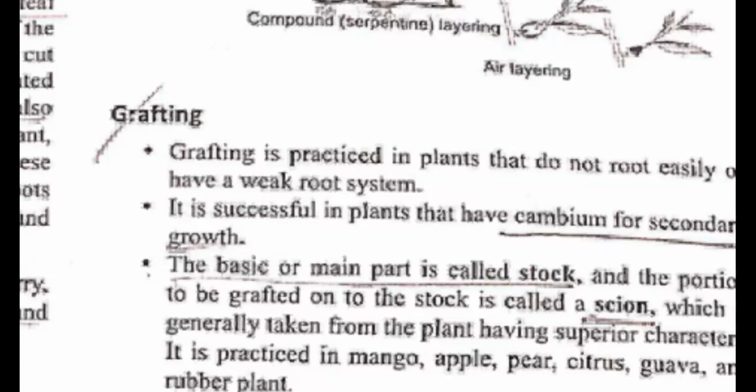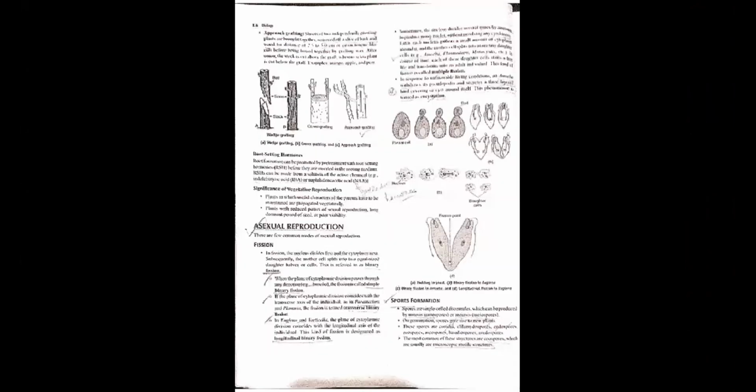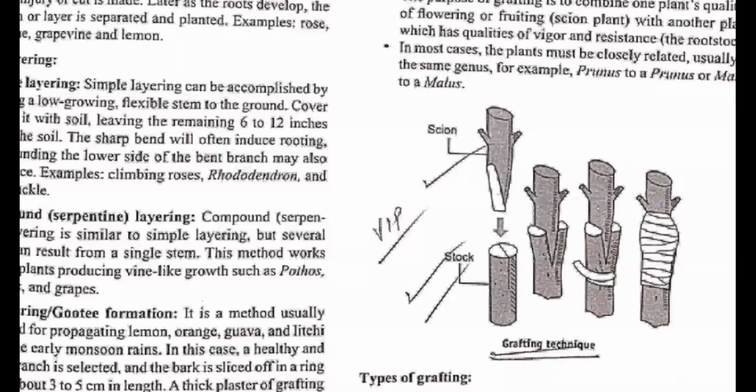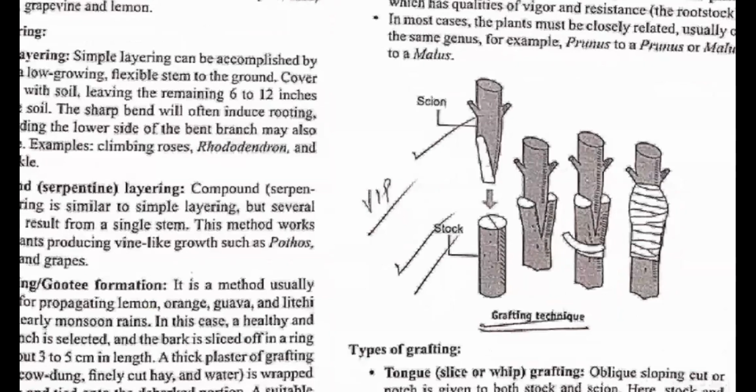See here. First, just see the diagram. See the pictures, you can easily understand. Okay, see the first one. The above part is called the scion because it has only 2 nodes.